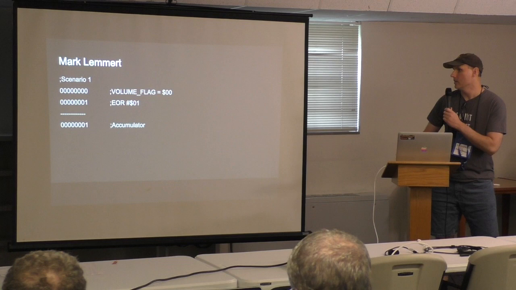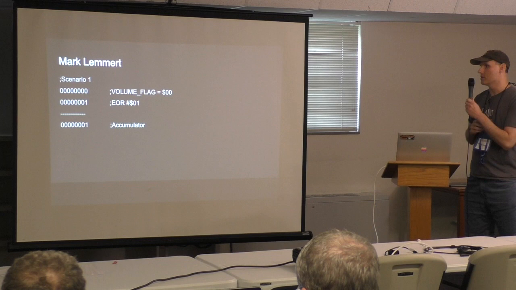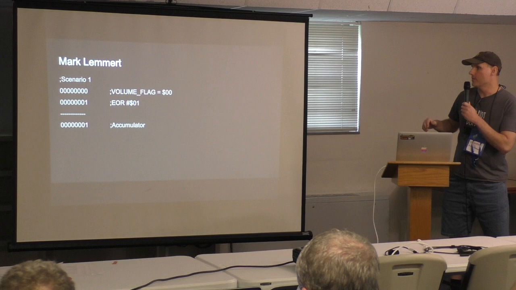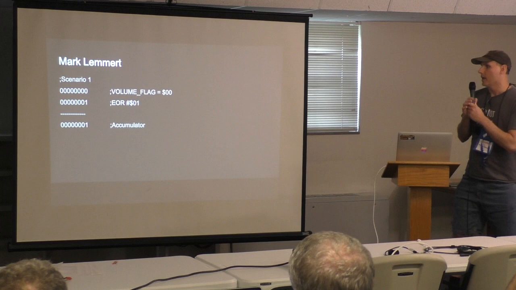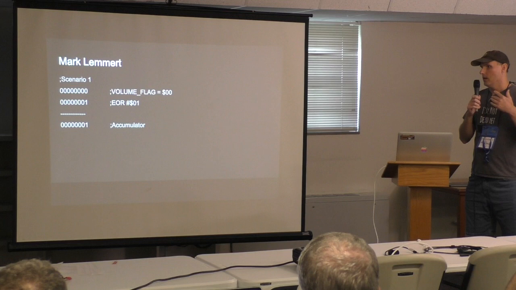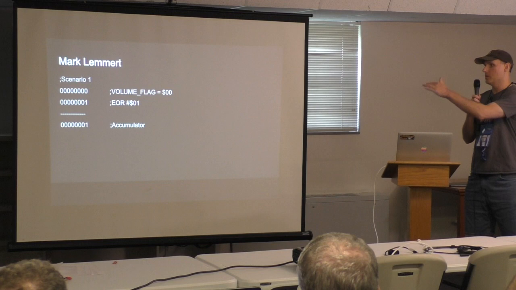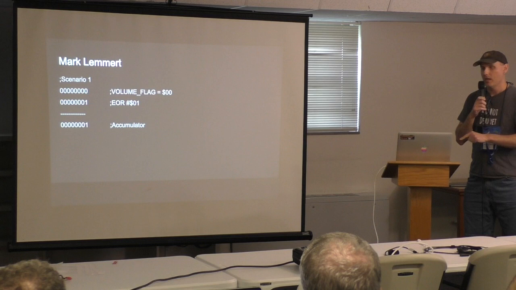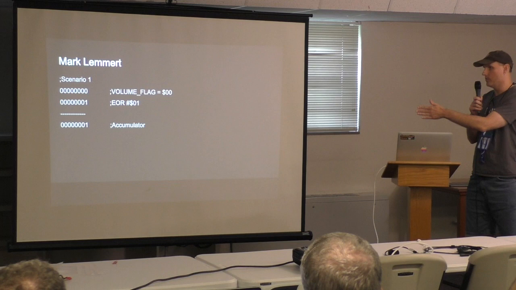There are two basic scenarios here. The volume flag is either going to be 0 or 1 when the routine starts. In this scenario, the volume flag is zero, and we've got the binary expression of that there, along with applying the EOR of one in the binary expression. The way EOR works is it returns a result of one in any bit position where one of the two values, the accumulator or the EOR value, has a one in it, but not if both have a one. So we only have a one in the first bit position in one of the two values, therefore it returns one into the accumulator, and we've toggled the volume flag from zero to one, exactly what we want.